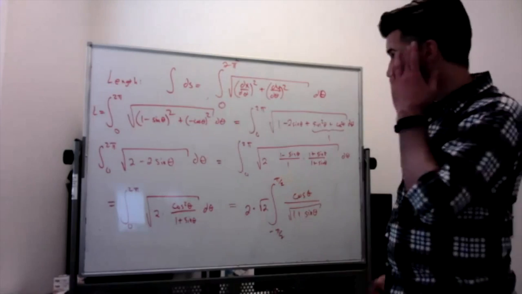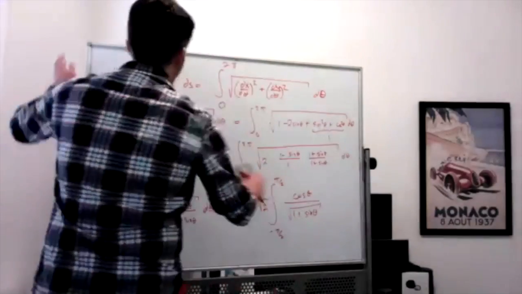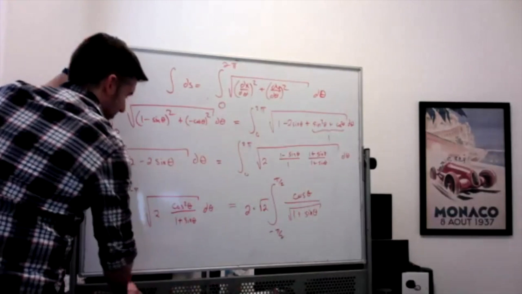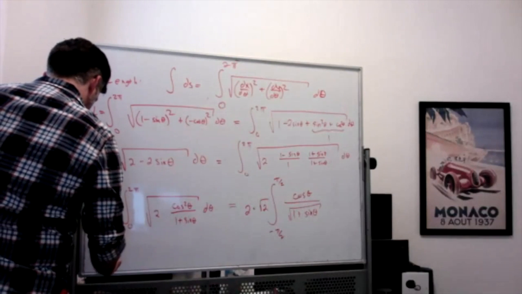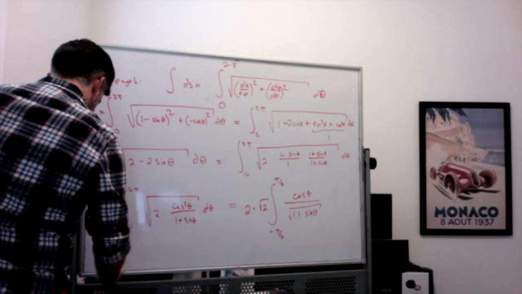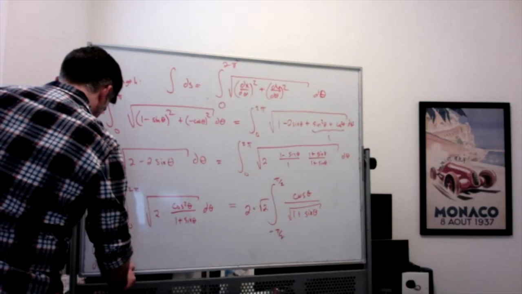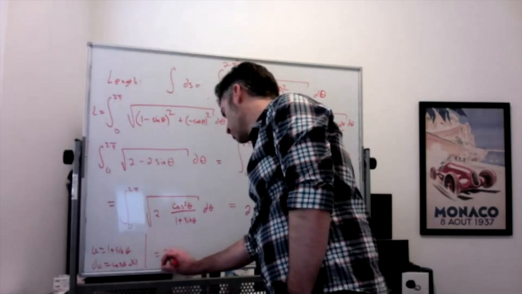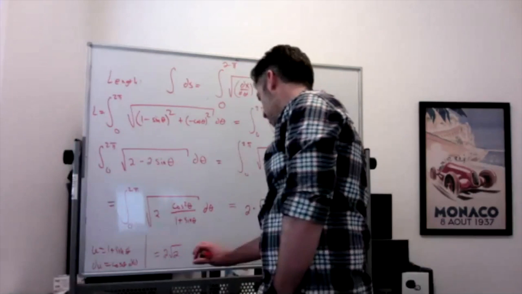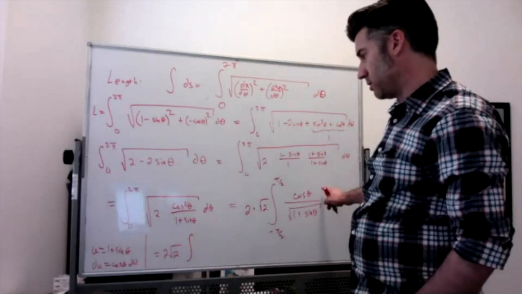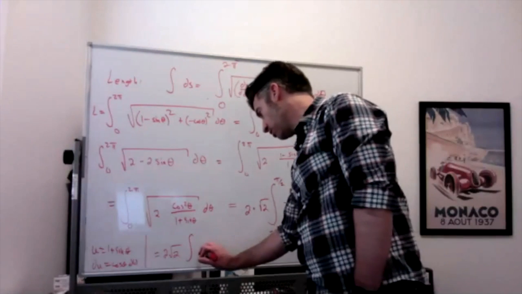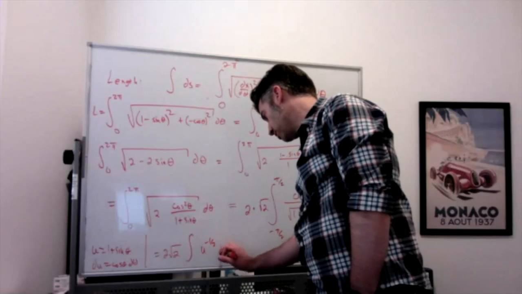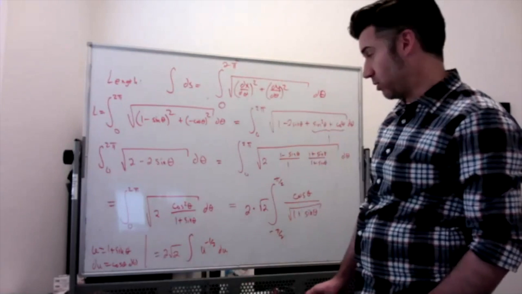And then we can do a u sub. We can let u equal 1 plus sine theta, and the du will be cosine theta d theta. So then our integral is going to become 2 root 2 times the integral of du over the square root of u, or u to the minus 1/2 du. Our limits of integration are going to change, right? Let me double check. Yeah, we should change them.